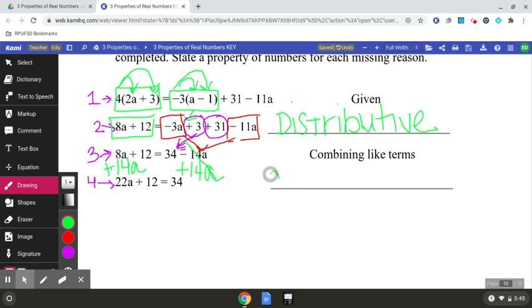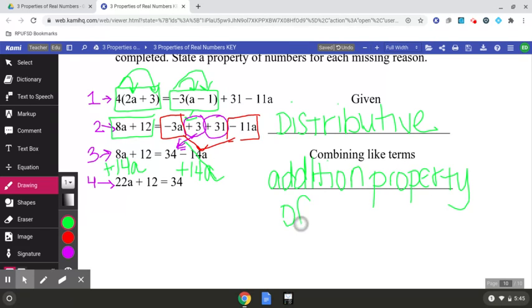So what did we use here? We used the addition property of equality. This was one of the properties we talked about today.